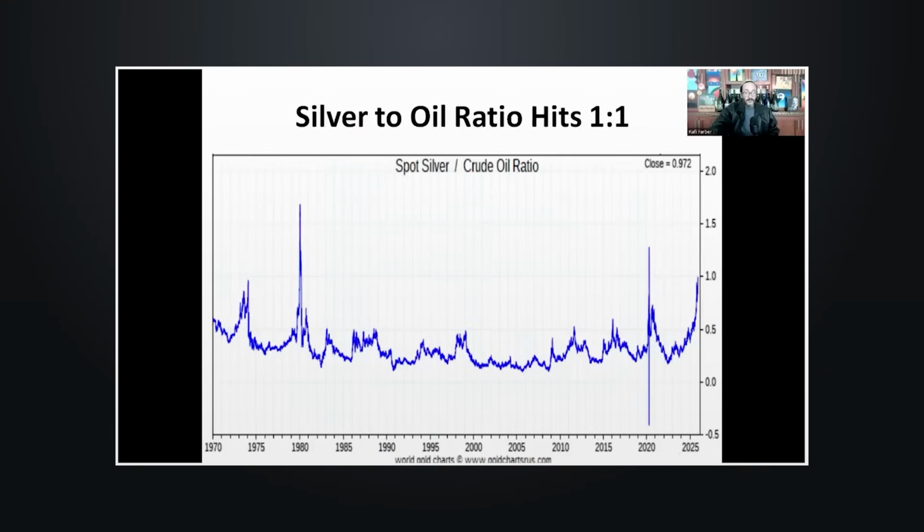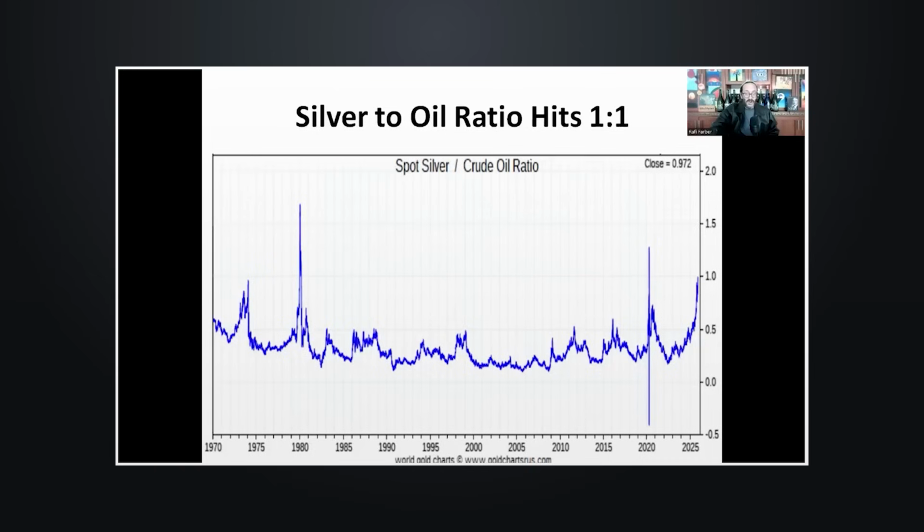Anyway. Now what about silver? Well, look at this. The silver to oil ratio hits 1 to 1. Actually, it's above 1 to 1 now because silver is like 66, 67, and oil is like 56. So it's like 1.2, 1.15. I don't know what the math is, but an ounce of silver is more expensive than a barrel of oil now. So what do you think that's good for? Silver miners, right? Silver miners buy oil and sell silver.